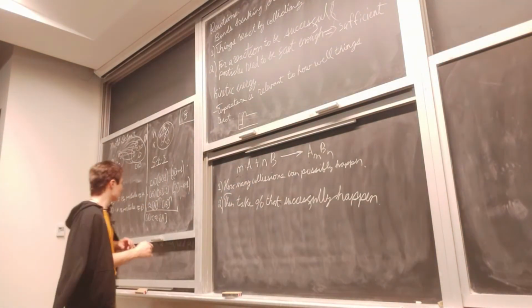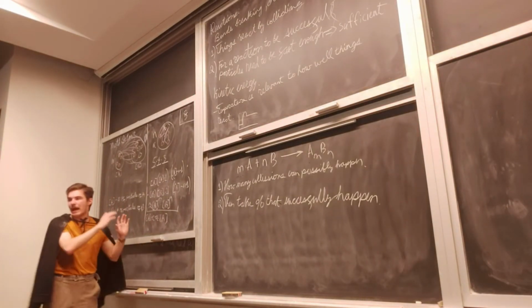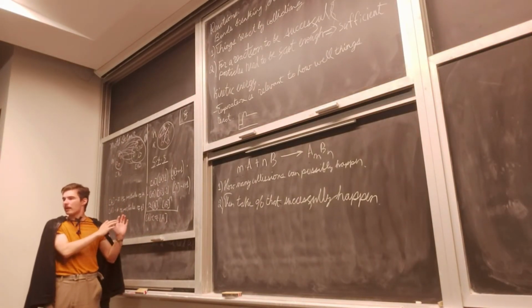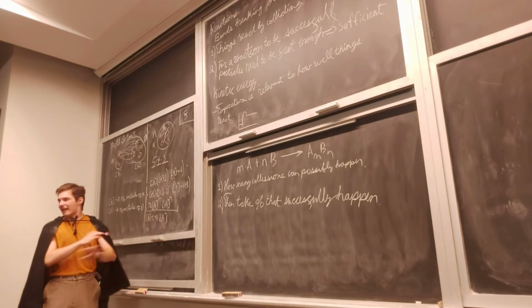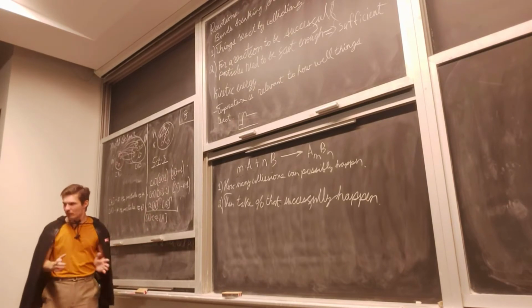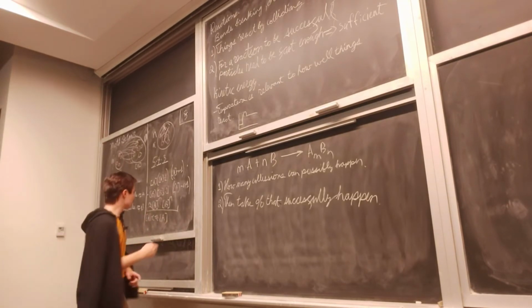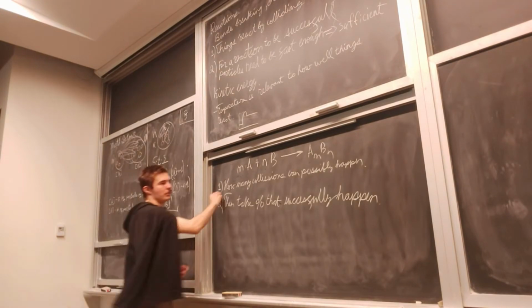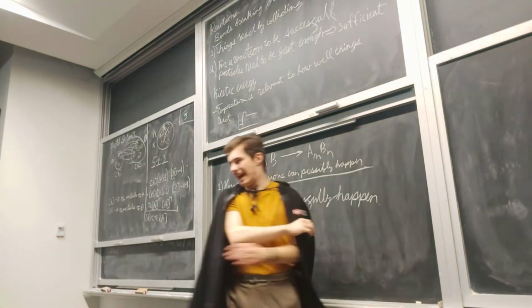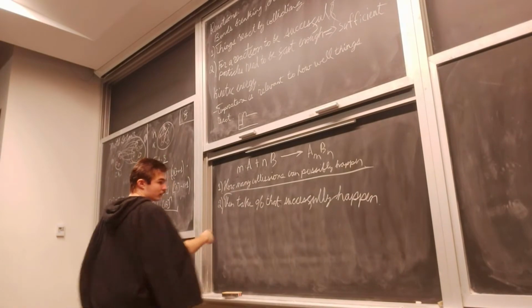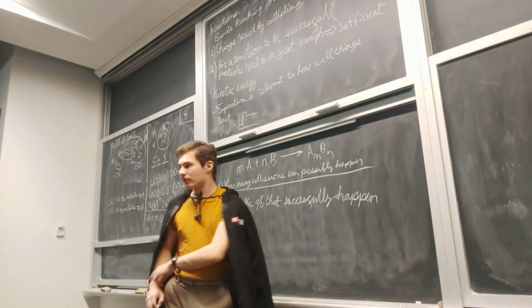So this is the total number of all of the things that could happen in a second. That definitely doesn't mean that everything reacts with everything in 1 second. So this is us completing step 1. How many collisions can possibly happen at all? And now we want to take the percentage that actually successfully happen.